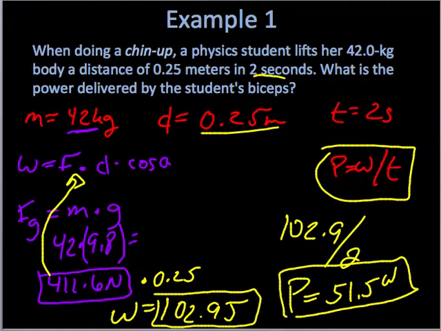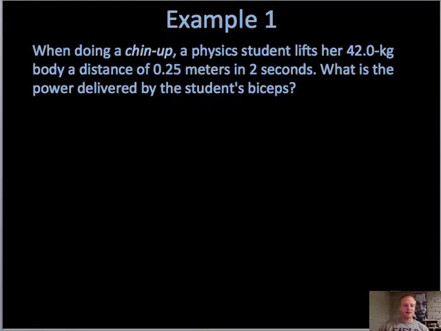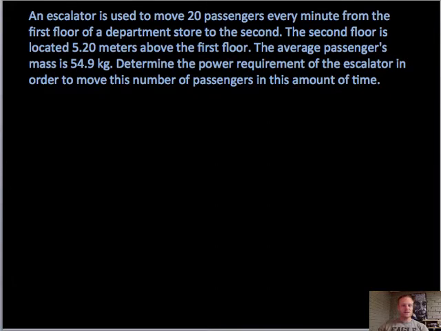All right, let's take a look at maybe a little bit more challenging problem right here. It says an escalator is used to move 20 passengers every minute from the first floor of a department store to the second floor. It is located 5.2 meters above the first floor. The average passenger's mass is 54.9 kilograms. Determine the power requirement of the escalator in order to move this number of passengers in that amount of time.